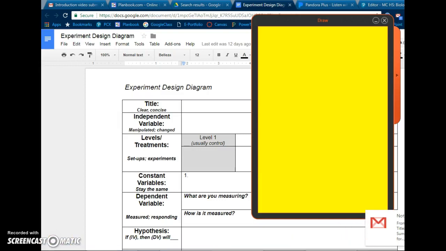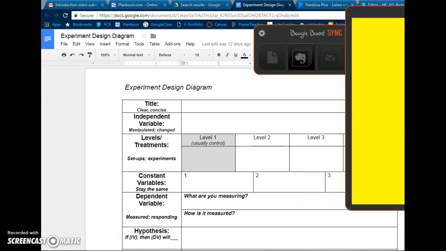Hi guys, this is Miss Hart-Townsley, and I've had a few assignments turned in for 1.04, which is our experiment design. And so I just want to show you a couple of things that might be helpful when you go to design your experiment.